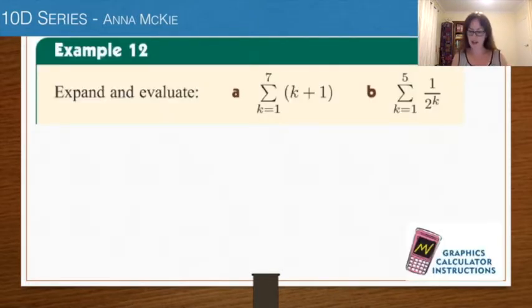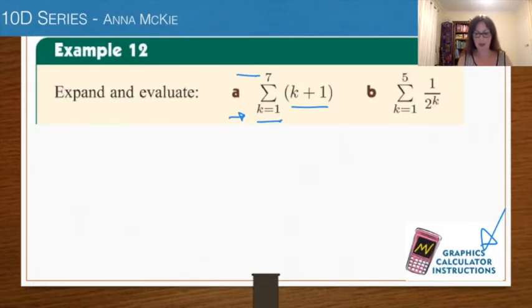Expand and evaluate these. So we're going to do these by hand, and then I'm going to show you how to do it on your graphics calculator. The first one there, so we have the sum in A here of all numbers of the form k plus 1, where we're starting at k is equal to 1 and we're going up to 7.